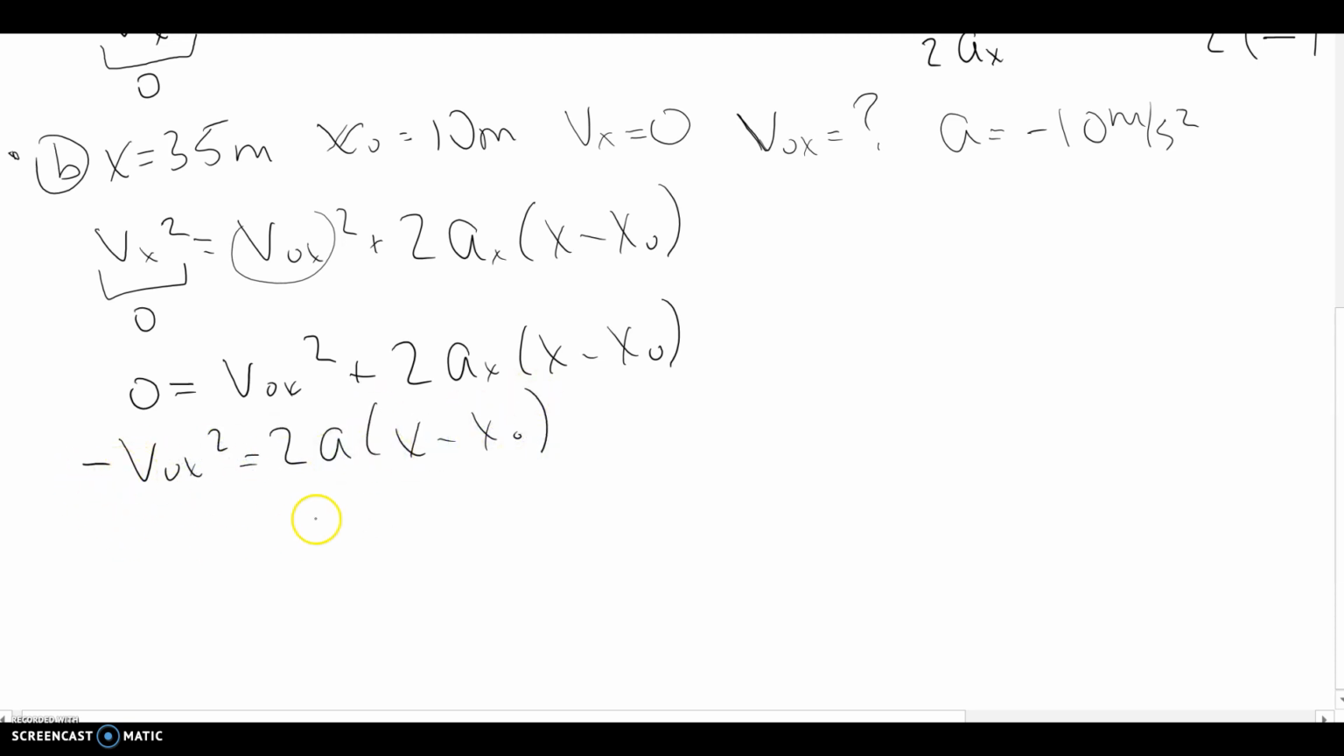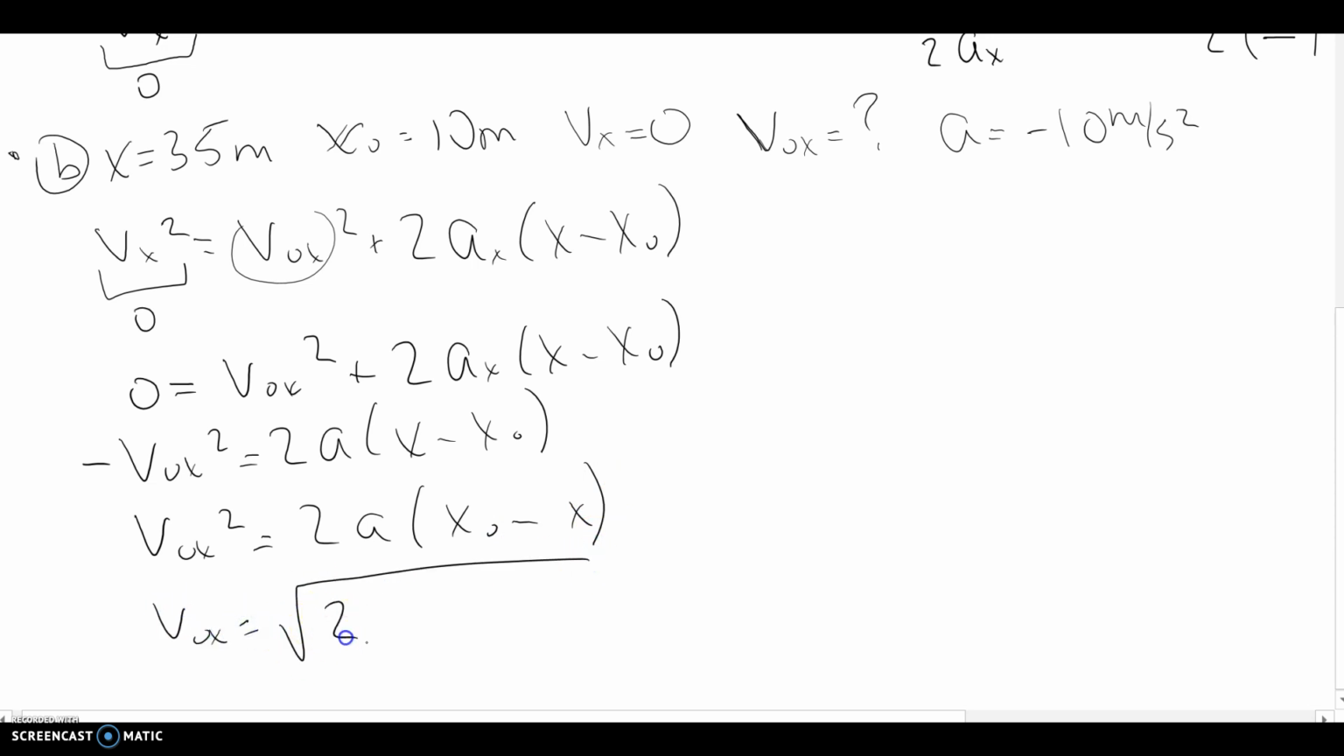So then now I just needed to multiply both sides by negative 1 to cancel out that negative sign. So that's just the same thing as switching those. And now I just take a square root. Square root of 2 times our acceleration, x naught minus x. It's important that we switch because our acceleration is negative, and we don't want our answer to have a negative underneath the square root, because then our answer would be imaginary, which is not physical in our class.